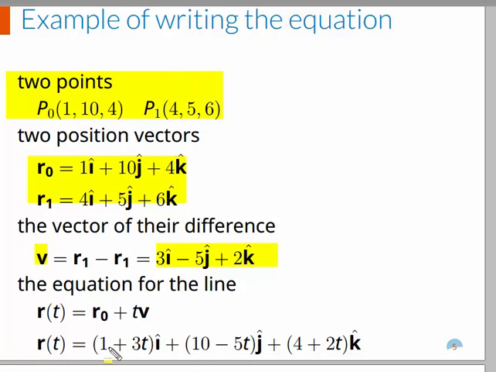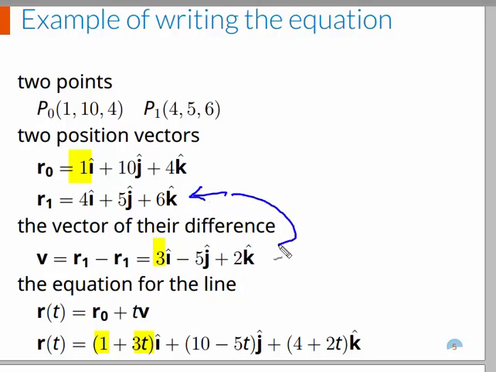So we have r naught. For the x coordinate, we take the x coordinate of r naught, and t is multiplying the x coordinate of v, and that's the x coordinate. And similarly for the y's. You can see at this point the r1 is not even used. It was only used to construct the v. After that, it doesn't appear in this equation.